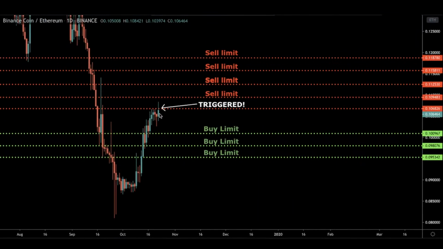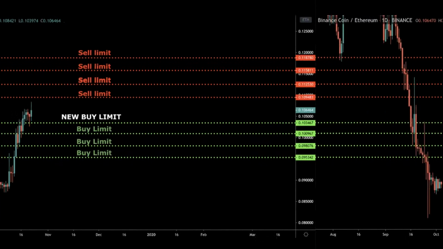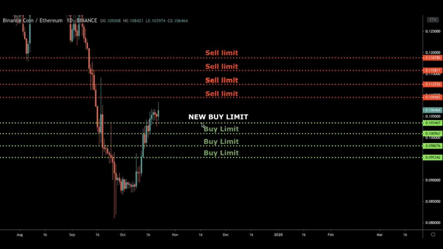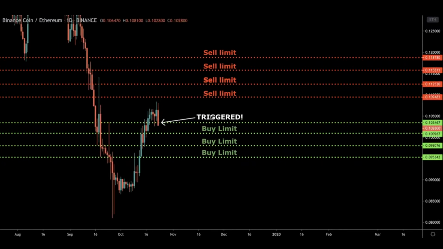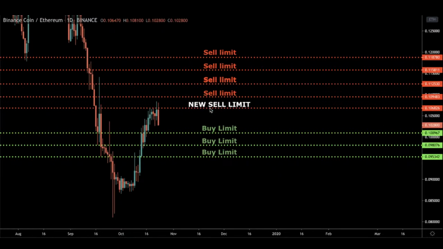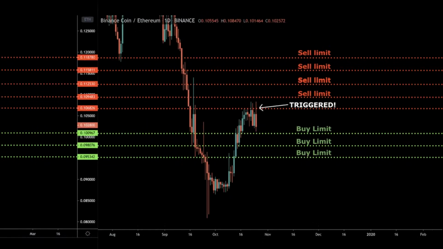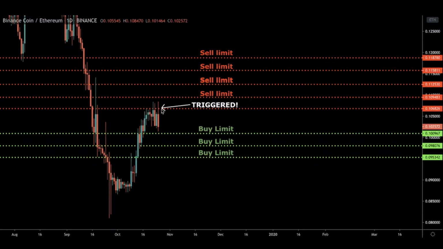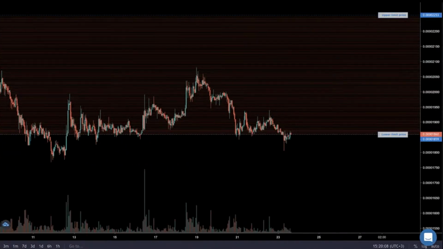You see that the price then moves upwards and triggers this newly set sell limit order. What does that mean? It means that a new buy limit order will automatically be placed. Later the price again moved downwards and triggered the buy limit order, and the system will automatically set a new sell limit order. Again, you see the price moved upwards, it triggered the sell limit order, and guess what? Yes, it will place a new buy limit order. So as simple as that.